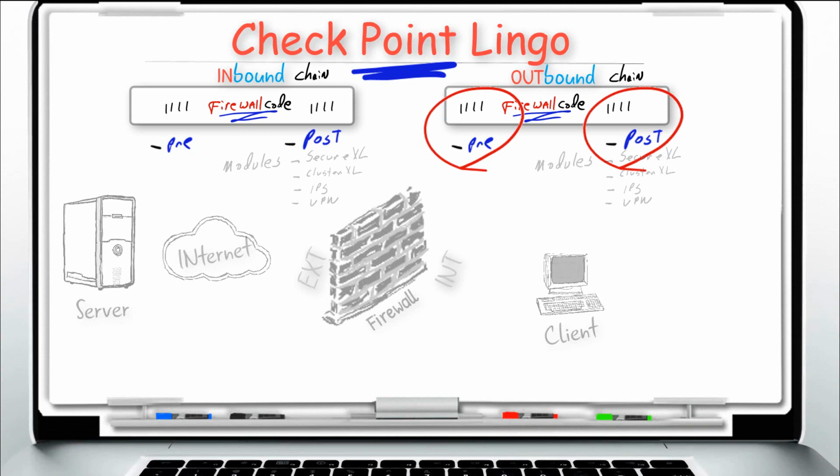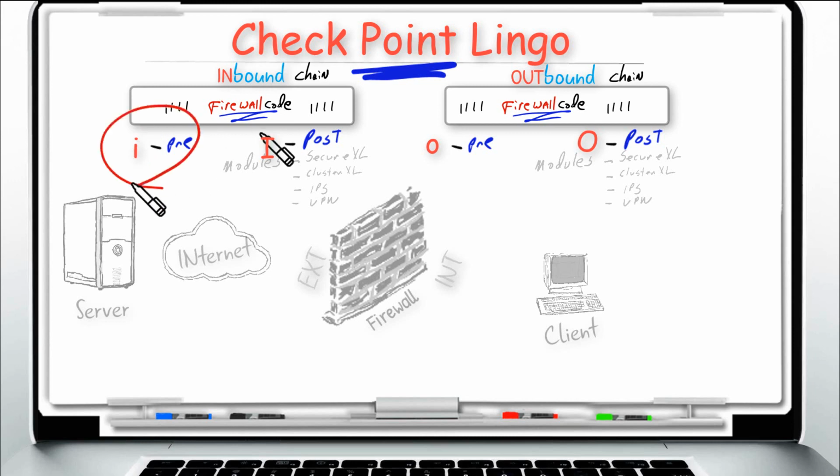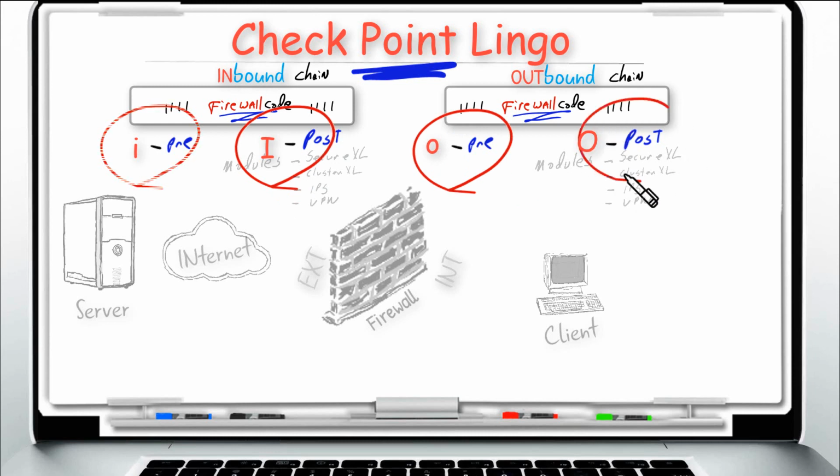One last lingo pointer that we often use when talking about debugs, but specifically when we're talking about fw monitor, is that sometimes we use a shorthand version. Instead of saying pre-inbound, post-inbound, pre-outbound, post-outbound, we say little i, big I, little o, big O. Little i refers to pre-inbound. Big I refers to post-inbound. Little o means pre-outbound and big O means post-outbound.